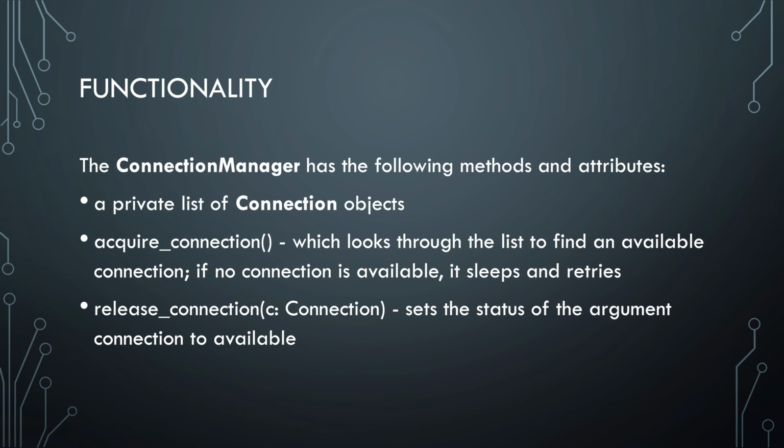The connection manager needs to maintain a list of connection objects. It needs a method acquire connection that looks through this list and finds an available connection. If no connection is available, it should wait for a bit and try again. And a release connection method tells the manager that the connection is no longer needed and can be used to process another request.